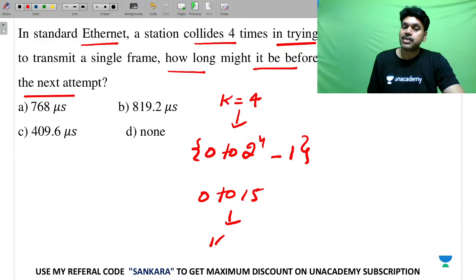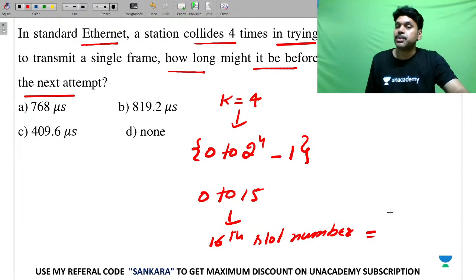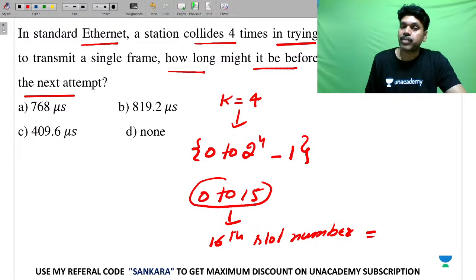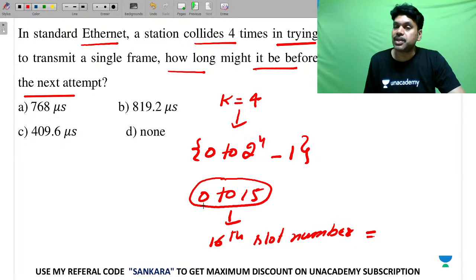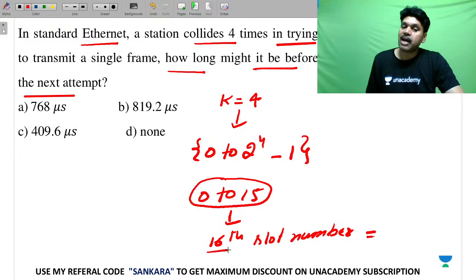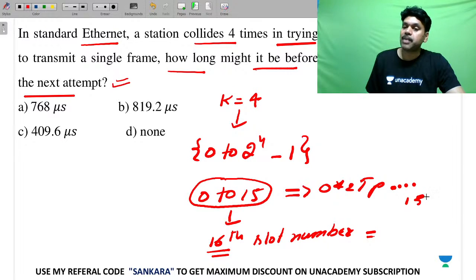After that, the 16th slot number, now you can attempt. So for 0 to 15, your waiting time minimum is 0 and maximum is 15. After that, exactly at 16, you can make the next attempt, because you need to wait from 0 to 15. What is the meaning of waiting time here? 0 into 2 into TP and so on. The last waiting time number is 15 into 2 into TP.